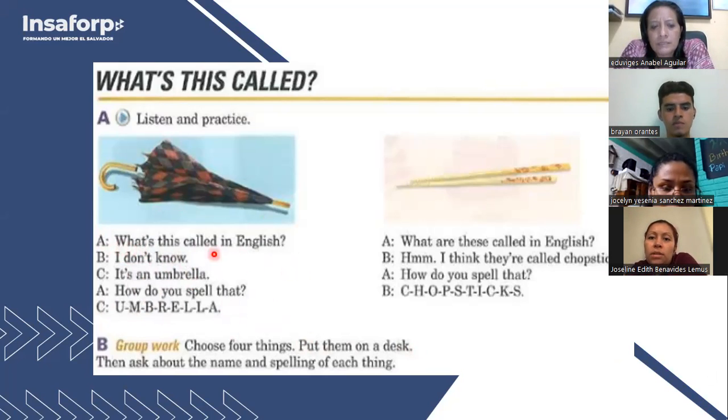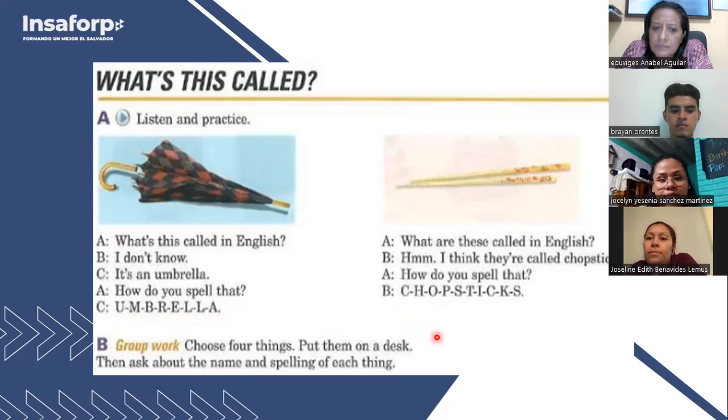Okay. What is this called in English? I don't know. It is an umbrella. How do you spell that? U-M-B-R-E-L-L-A. Ah, okay. Thank you.